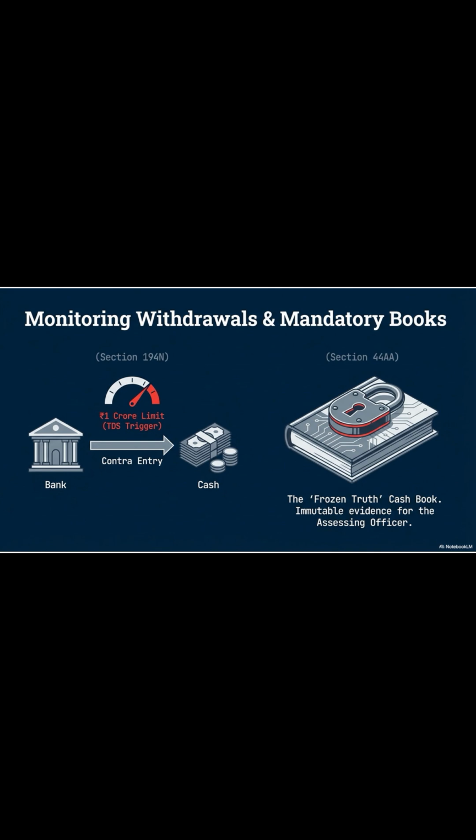We call it the silent edit. Tally, for instance, is incredibly flexible. Which is why accountants love it. Oh, they adore it. Because if you make a mistake in a date, you just go back, unlock the voucher, and change it. Easy. But an auditor hates that.